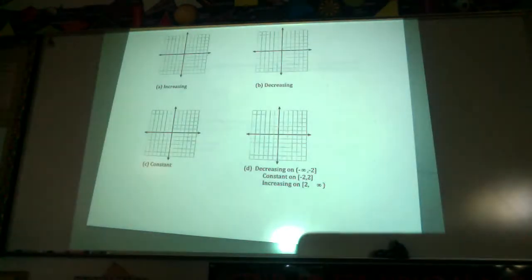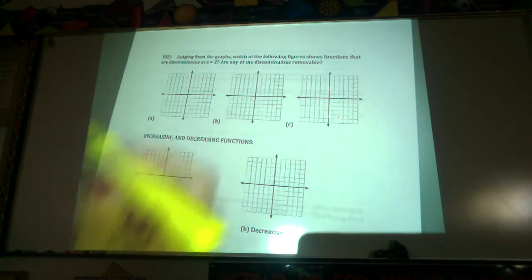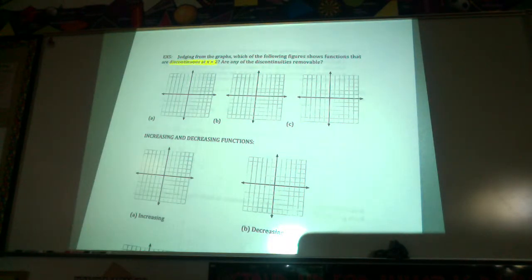Okay. So, example 5. Based upon those discontinuities, judging from the graphs, which of the following figures shows functions that are discontinuous at x equals 2? We're specifically looking for discontinuity at x equals 2. If there's a discontinuity at x equals 3, that's not what they're looking for.